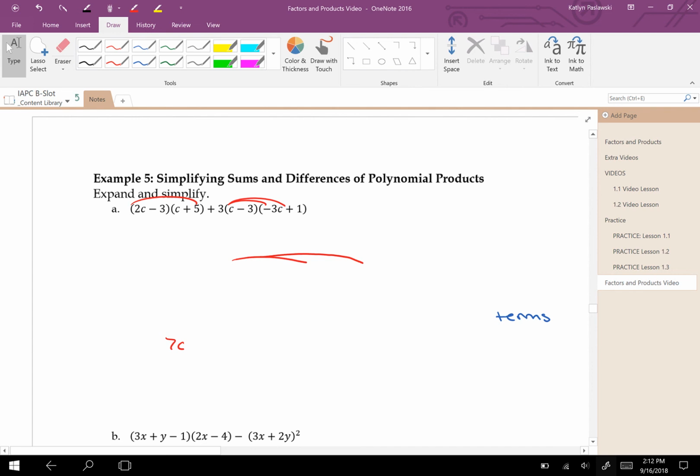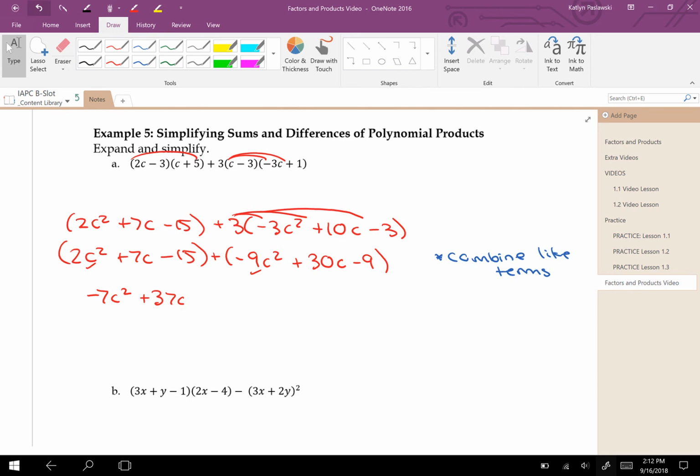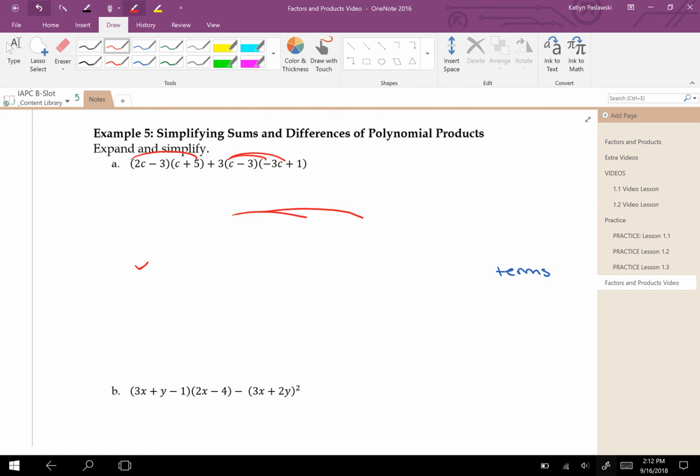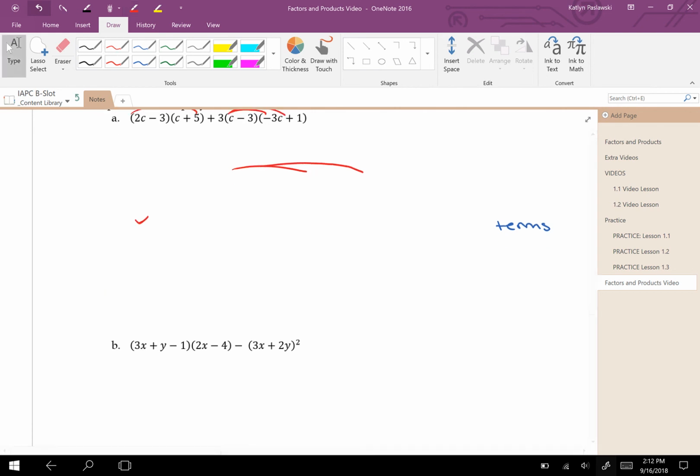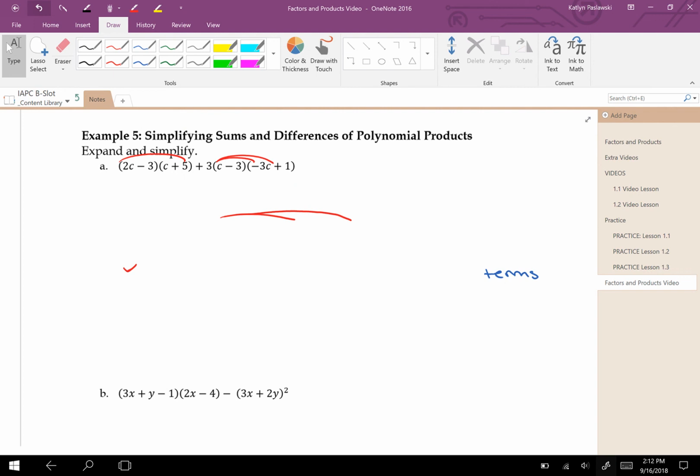See what happened there. There we go. That is done. That's odd. Minus, doesn't want to show me my answer. So we had negative 7c squared plus 37c minus 24 as a final answer.